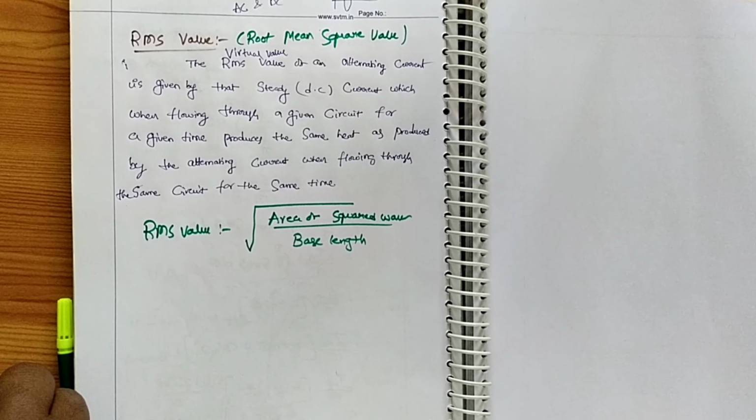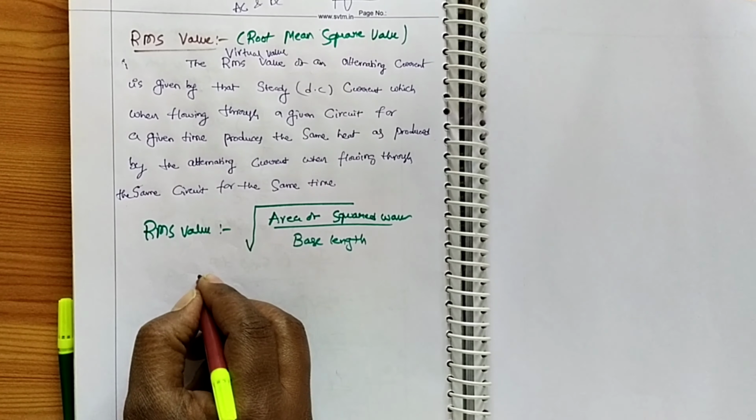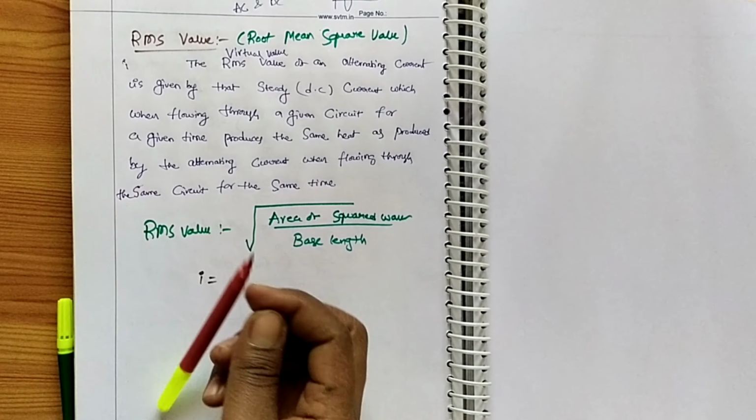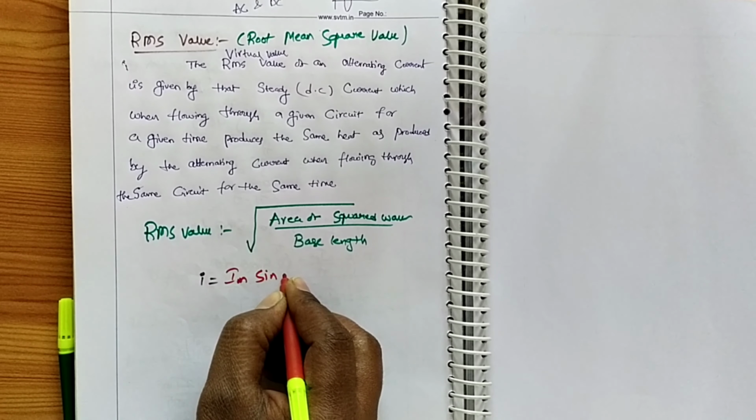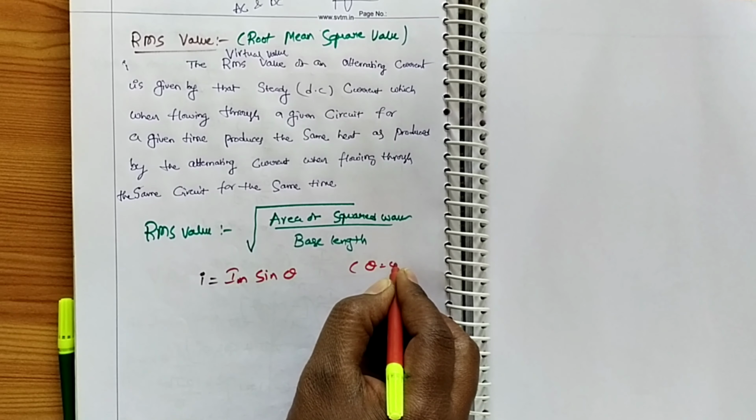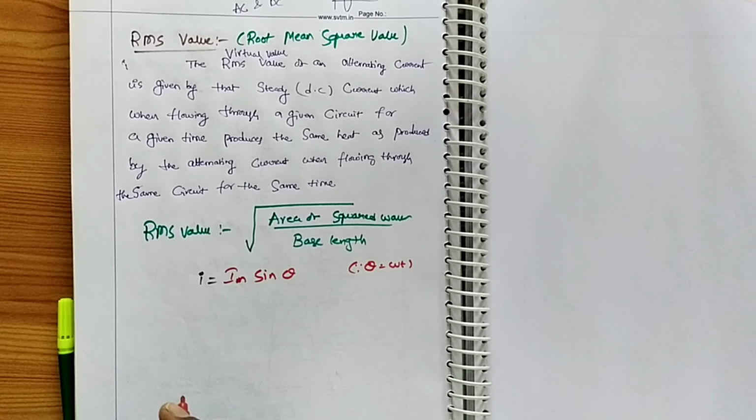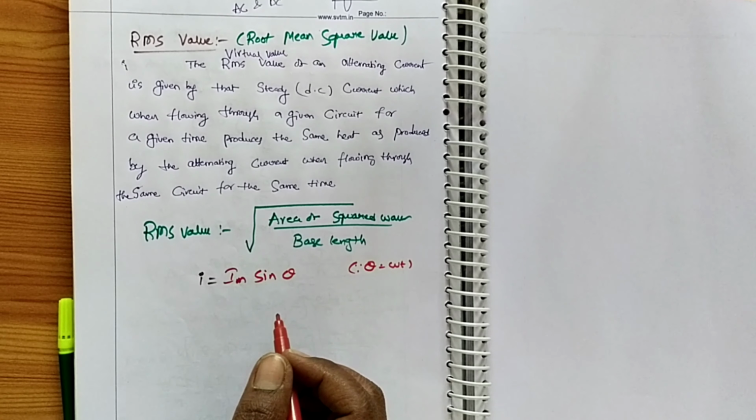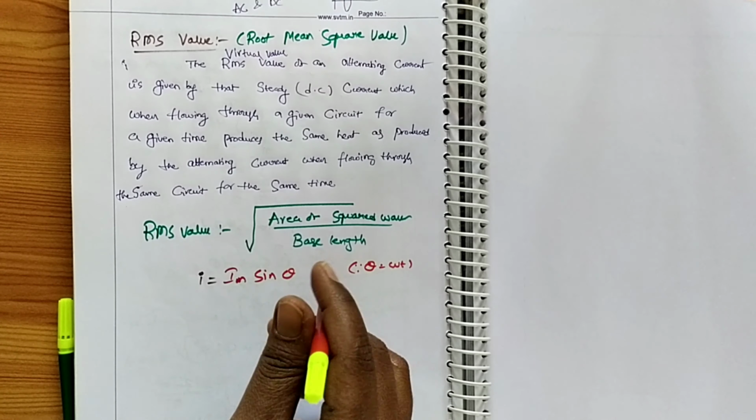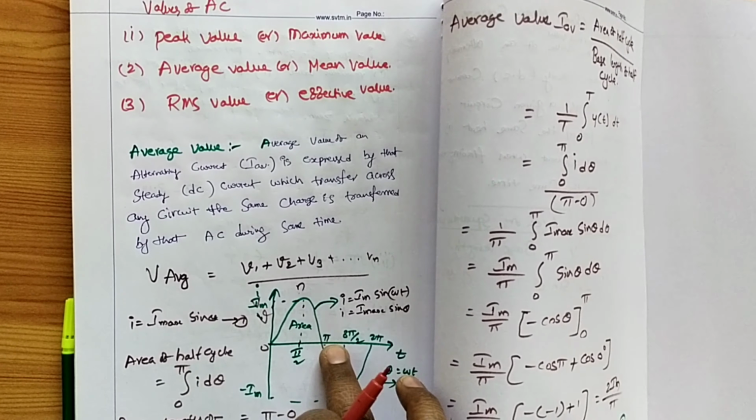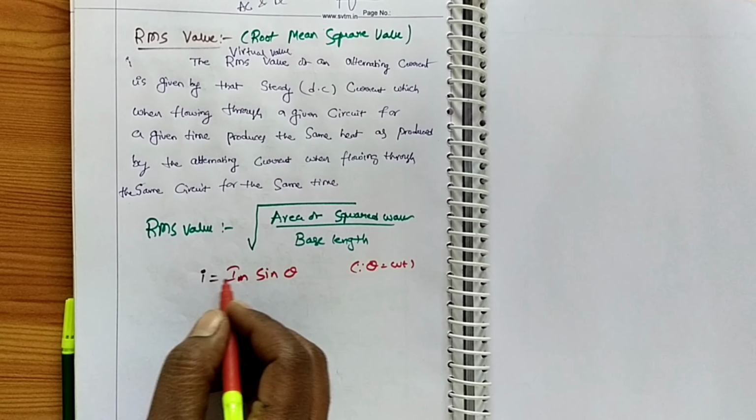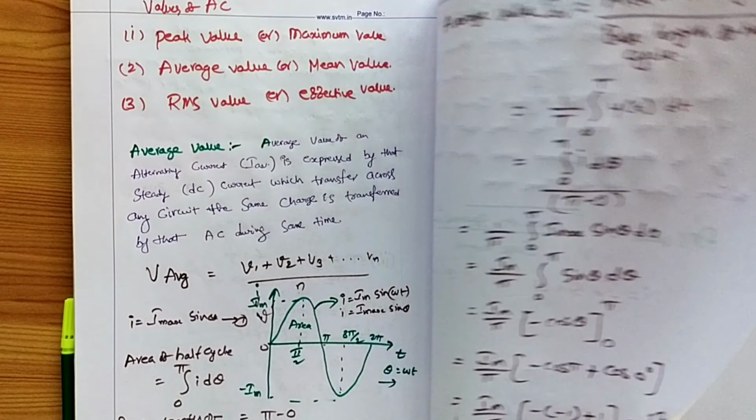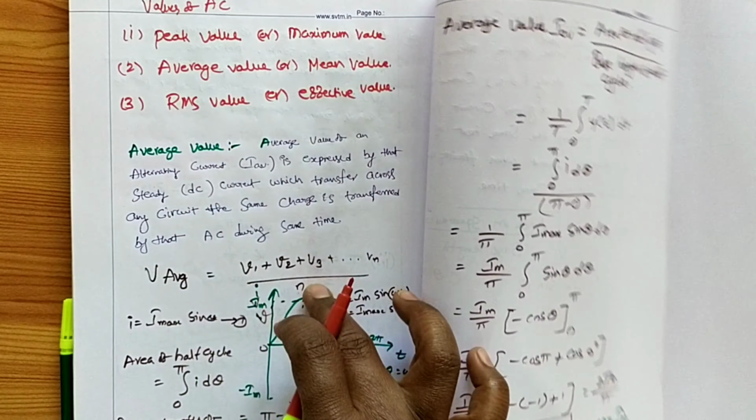Consider a sinusoidal waveform. The sinusoidal waveform equation is given by I equal to I max sin omega t, where theta equals omega t. For the RMS value of the instantaneous value of current, we consider only the half cycle because it is symmetrical. For unsymmetrical waves we have to consider the full cycle. I equals I max sin theta is the current equation we already derived.